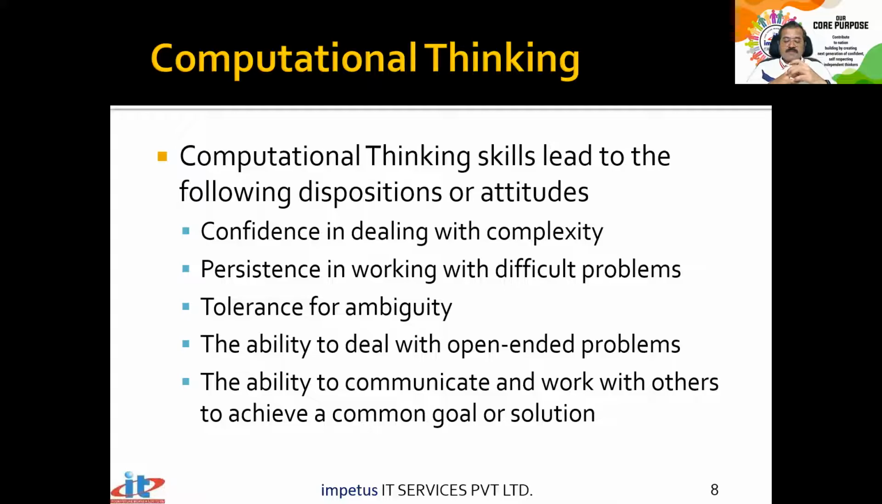Tolerance for ambiguity. There will always be confusion. The client will never give you things which are very well defined. So you have to have that tolerance for ambiguity. Where there is confusion, you have to come up with points saying, okay, this is what my solution will do and this is what it will not do, because this clarity I don't have. Confusion will be there. Some information may not be complete, so you have to seek that information from the client. And then, the ability to deal with open-ended problems.